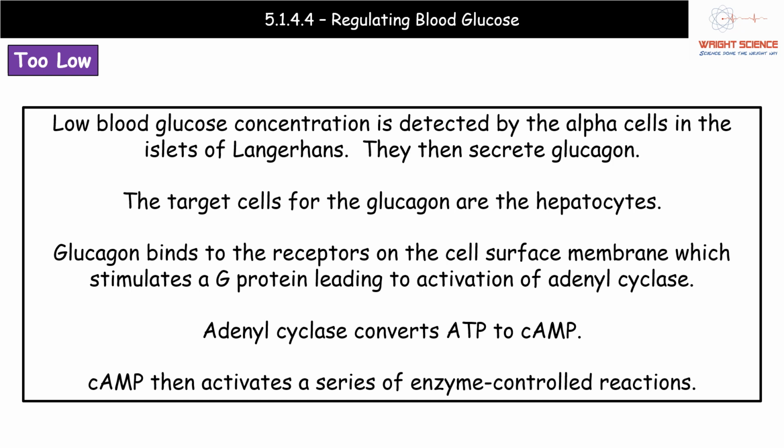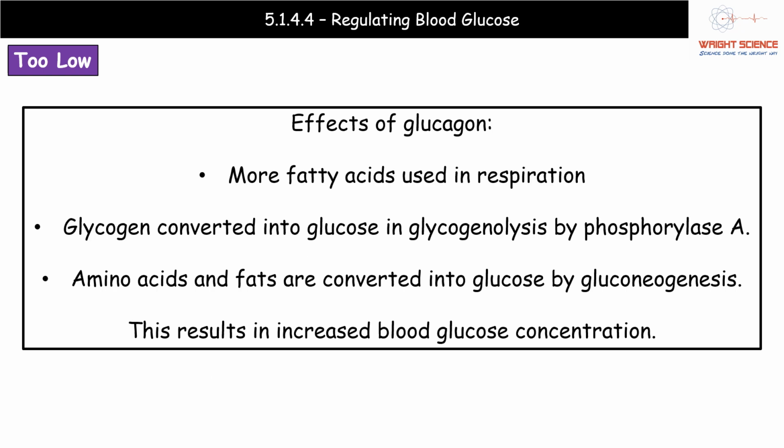So in terms of the effects of our glucagon then, we are going to see more fatty acids used in respiration. So we're swapping that respiratory substrate over from glucose to fatty acids instead. We're also going to see glycogen being converted into glucose. And here's another little process that we need to know the name of, glycogenolysis.